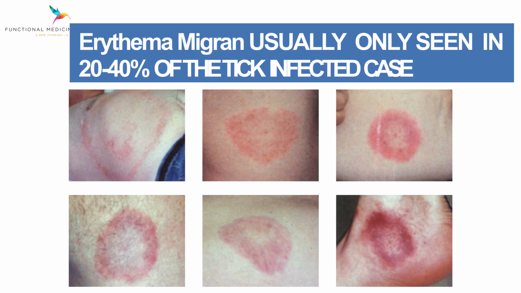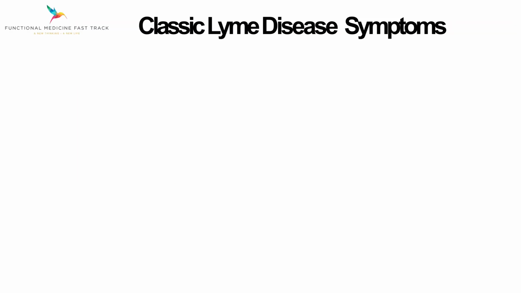But the most important thing to remember is only 20 to 40% of tick-infected cases actually visually see erythema migrans. Maybe it occurred, they didn't see it, or it was very restricted, very small, and it went away very quickly, whatever that may be. But the reported case is only 20 to 40%. So it can't be conclusive for us if somebody says, well, they've never had erythema migrans, so I don't have Lyme disease, because the majority of the possibility is they have. And that is where the trick comes in understanding everything else.